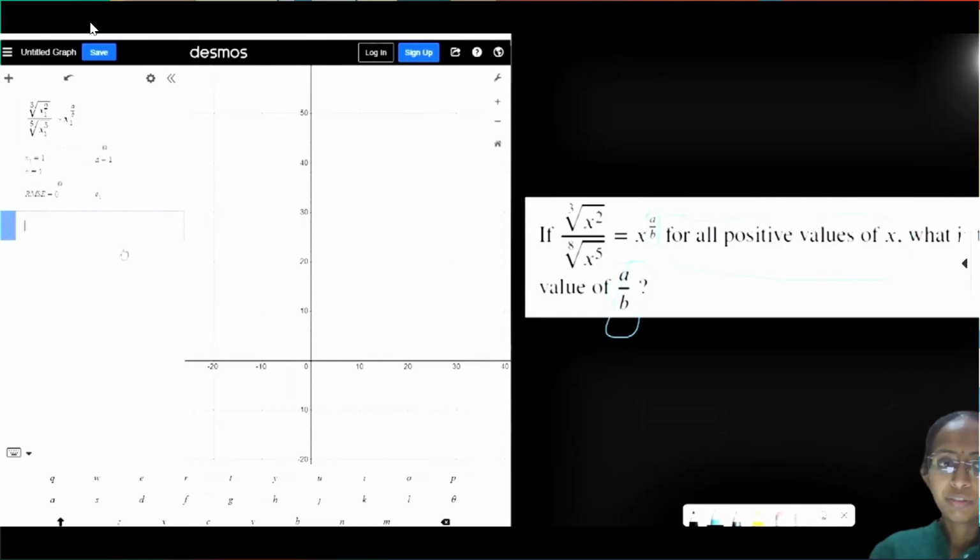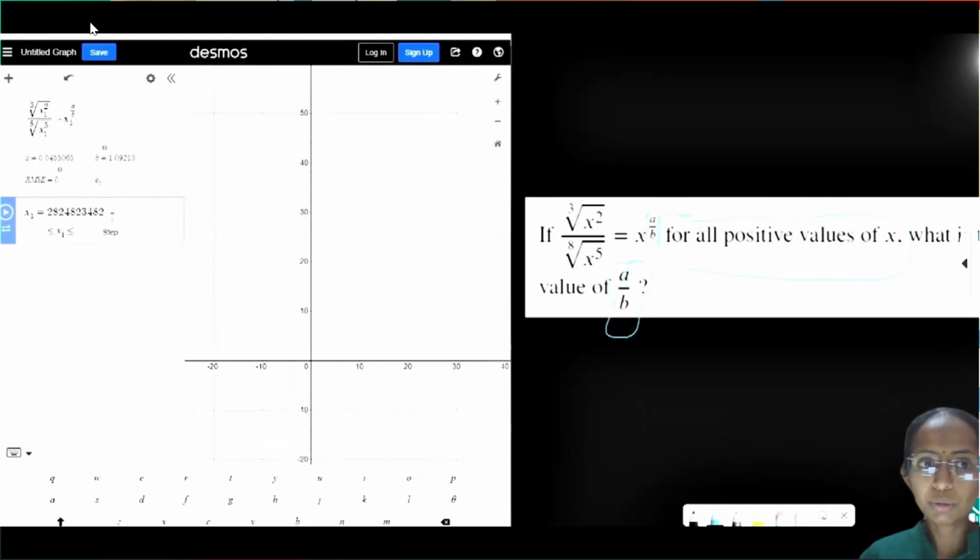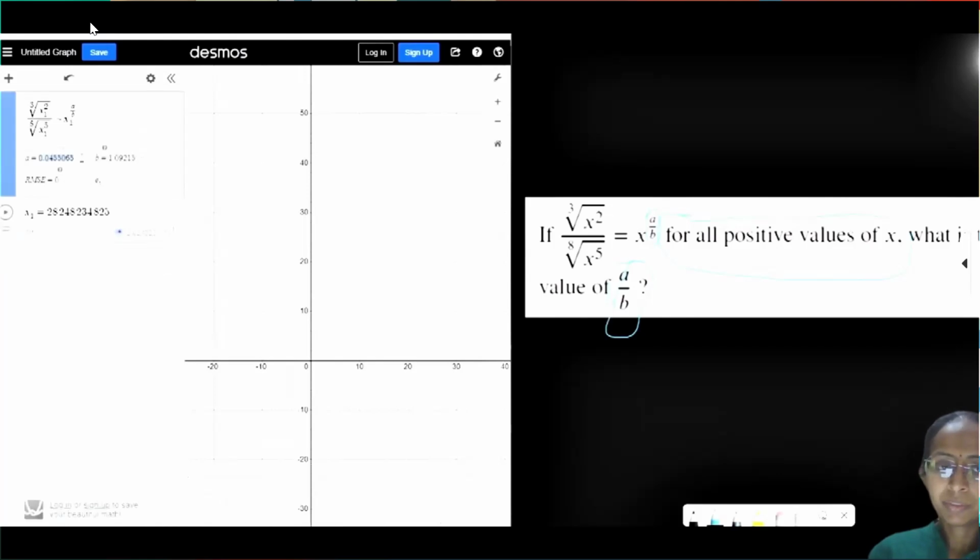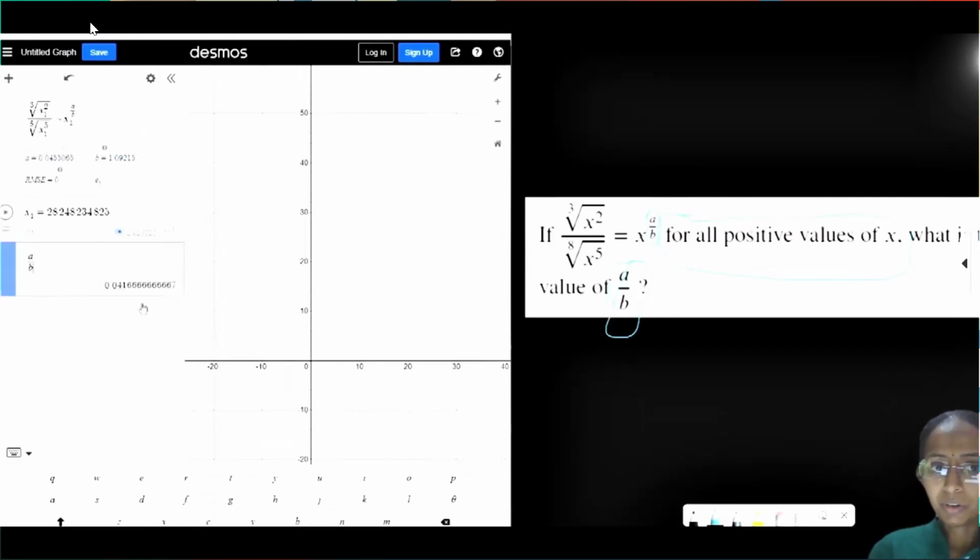So what we do, we just write the value of the variable x1, which can be equal to any positive number. I'm just writing a random number over here. You can give any random number, and by this, it is going to give you the answers of A and B. Now, we need the value of A by B. So we now calculate equals A upon B.